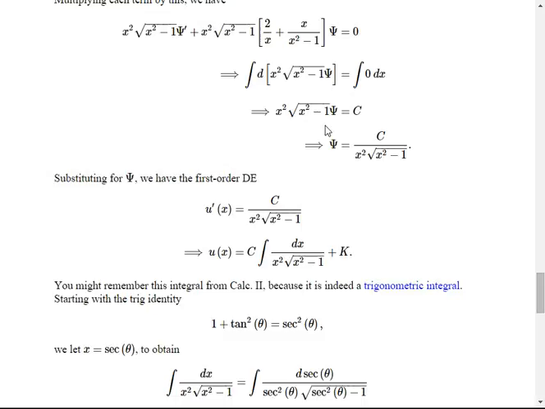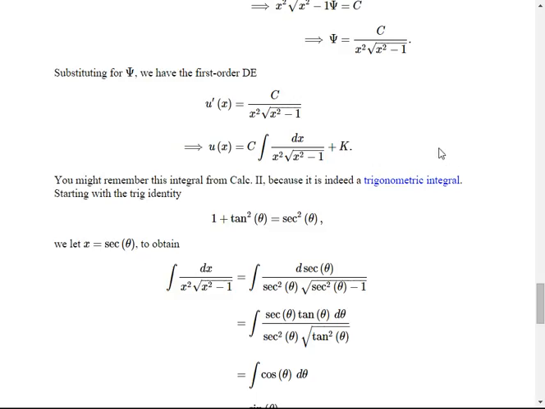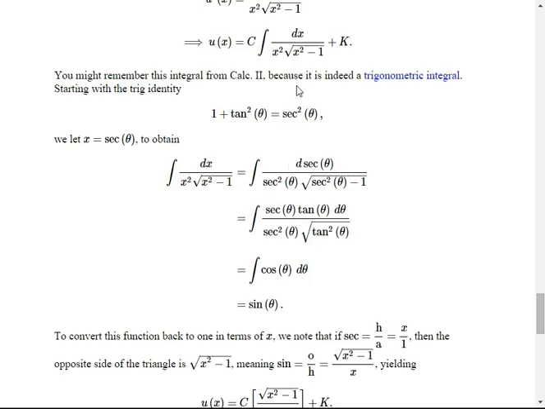So we solve for psi by dividing everything by this x squared times x squared minus 1 term, and we now have psi in terms of x. So we resubstitute for u prime of x, and then we find the antiderivative again. So pulling the c out because it's a linear operator, and pulling the constant of integration out as well, we can just worry about this integral. We see that it is a trig integral that we probably came across in Calc 2.